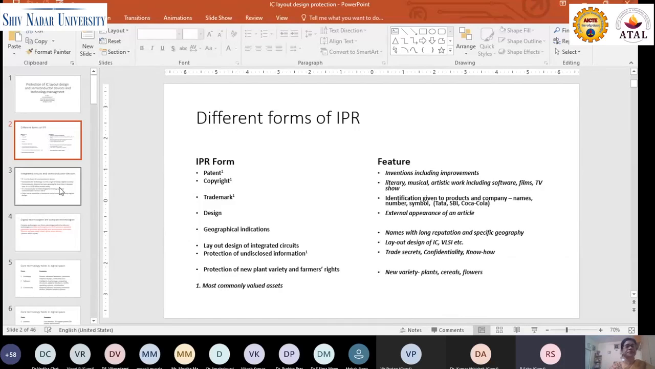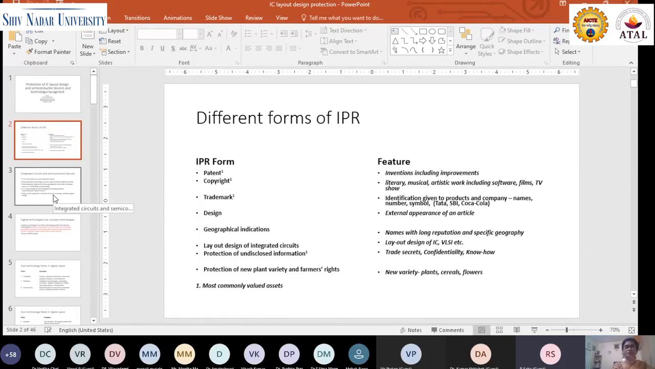Now, if you have a product of that kind, then you are quite safe in the marketplace from the point of view of competition, number one, also for getting an exclusive or monopolistic position in the market, and also increasing your market share.